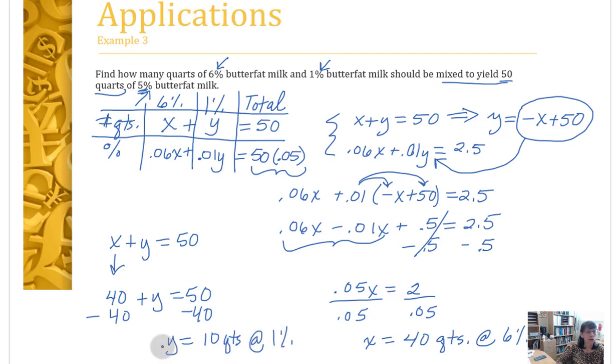So you might see how useful it is to have that table to remind you of what each variable is representing. X represents the 6% solution, which happens to be the 6% butterfat milk, and y represents the 1% butterfat milk. So if we mix 40 quarts at 6% with 10 quarts of the 1% butterfat, that will yield our 50 quarts of 5% butterfat milk.